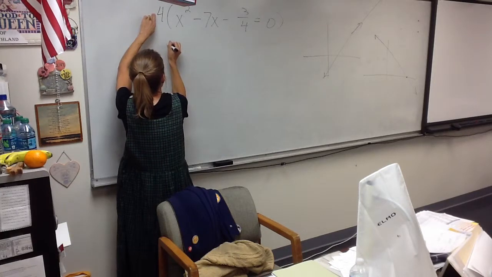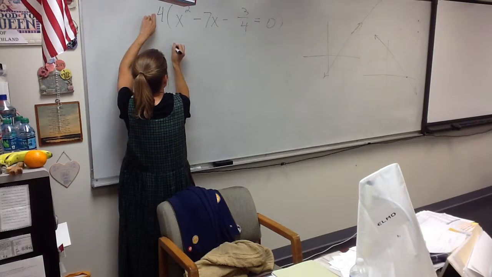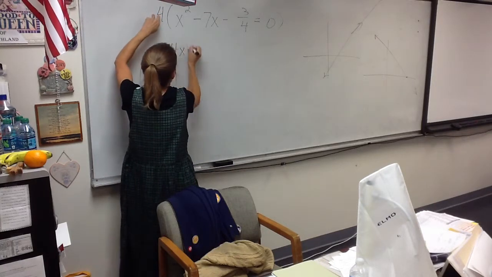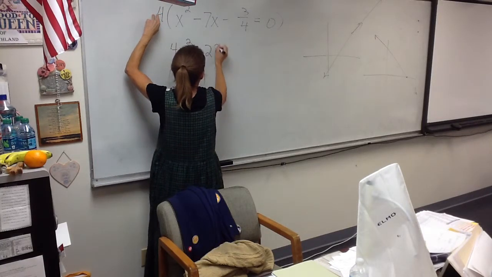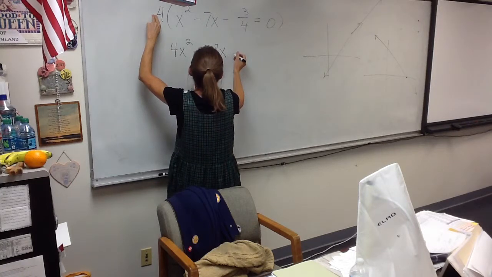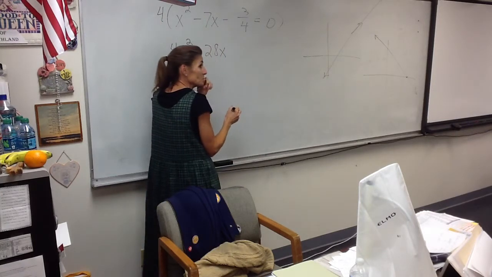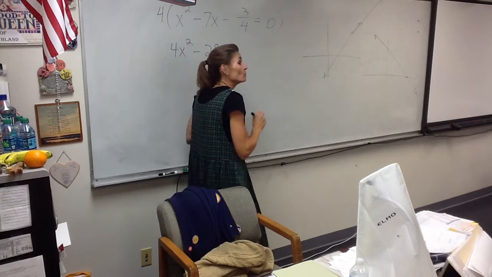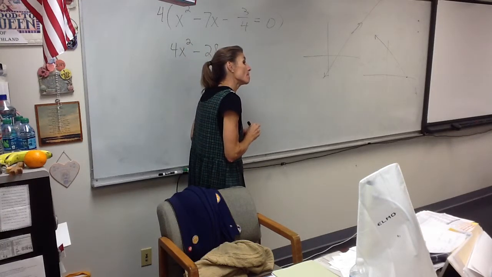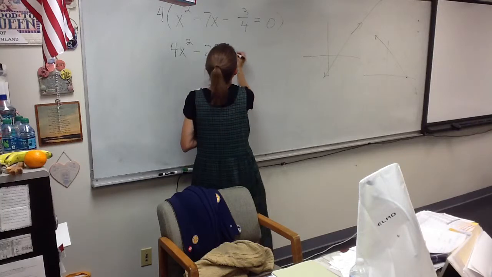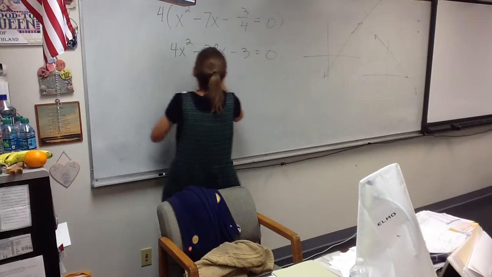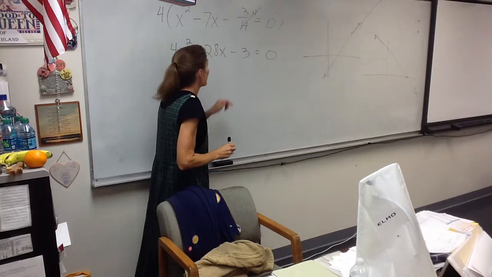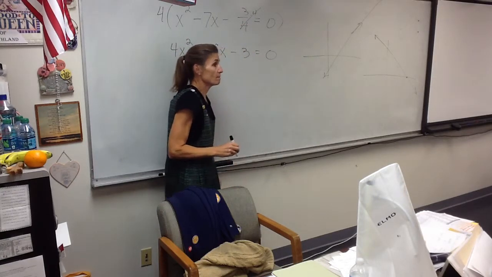Maya Brownlow, what's my equation going to look like after I times it all by 4? 4x squared minus 28x minus 12. Wait, 12 over 4. Which is? 3. See, that's the beauty of it, Maya. When you take this times 4, those are going to cancel. And all you're going to be left with is the 3.